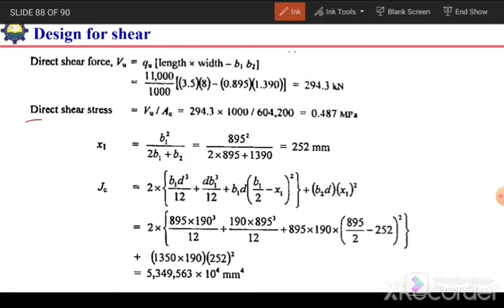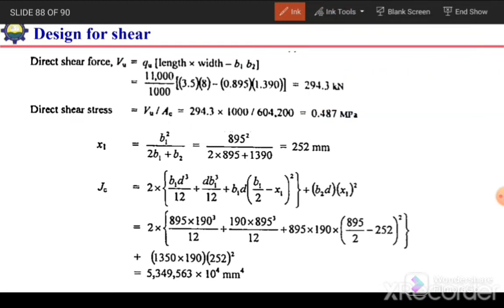To calculate the direct shear stress, we need to divide this shear force by the area. So VU divided by area. Here VU is in kilonewton and this area is in millimeter square. To convert it into megapascal, we need to convert it into Newton per millimeter square. So convert this VU into Newton, multiply it by 1000, divided by the area. It will give us the applied shear stress because of gravity loads, 0.487 megapascal.